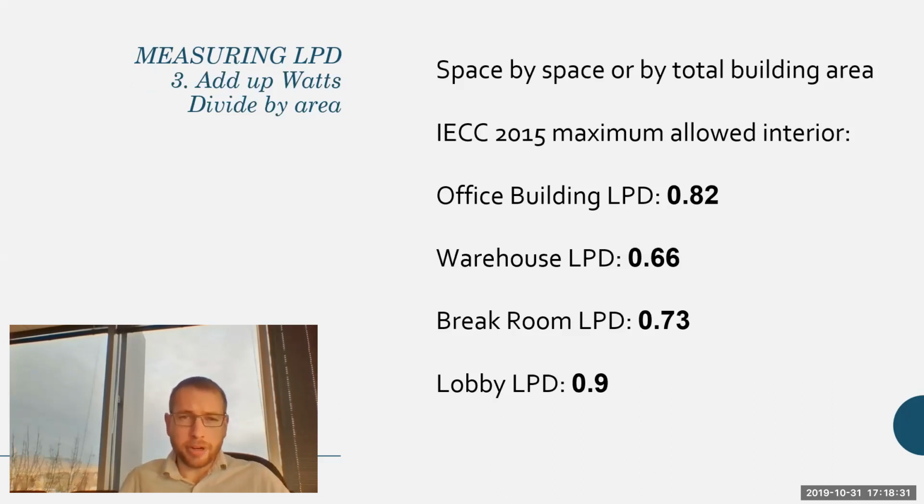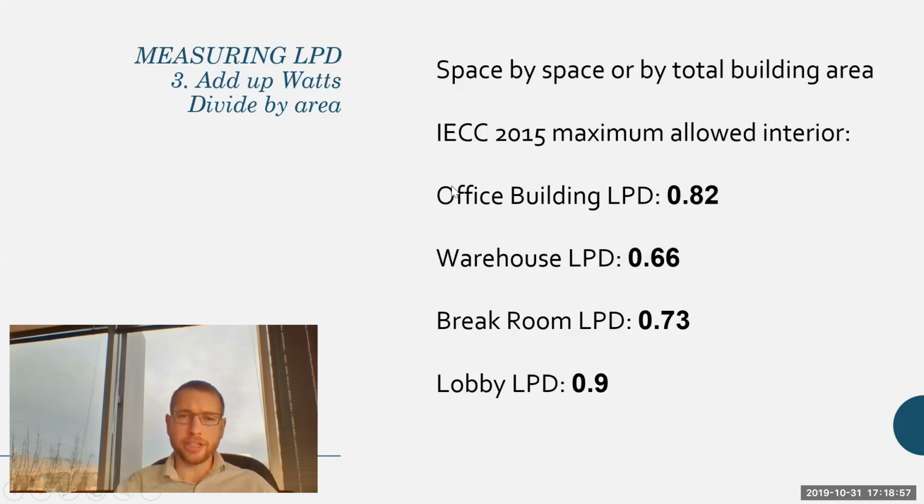All right, so the process of calculating is pretty simple. It's just adding and dividing. So you add up all the fixtures in the space, divide by the area. And you can do that for each individual space, each office, each warehouse zone, or you can add up the entire building's interior lighting and then divide it by the interior square footage.